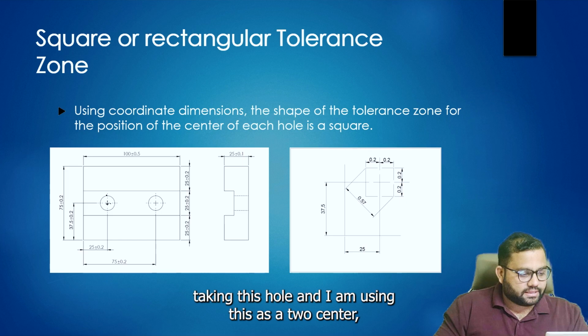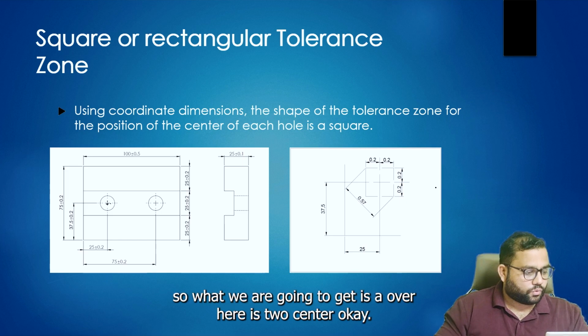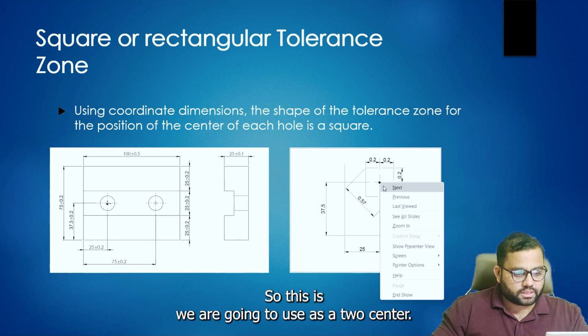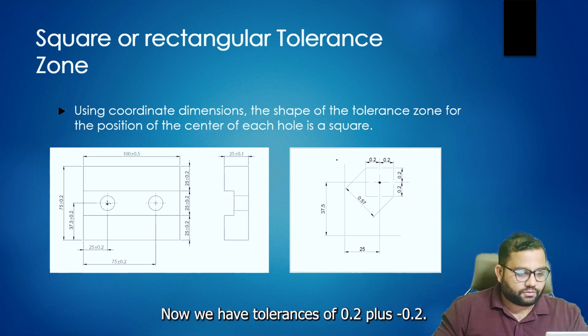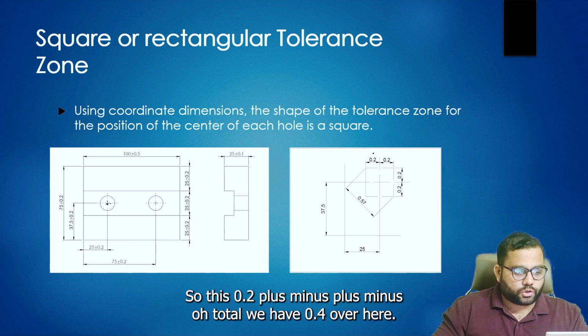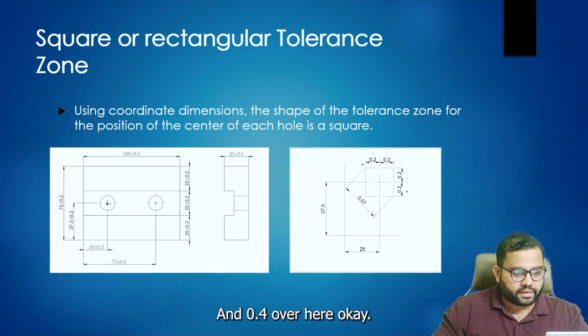So if I am taking this hole and using this as a true center, over here is the true center. We are going to use this hole center as the true center. Now we have tolerances of plus minus 0.2, so in total we have 0.4 over here and 0.4 over here.